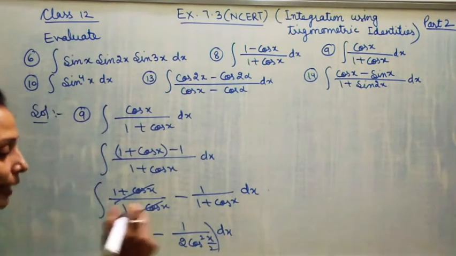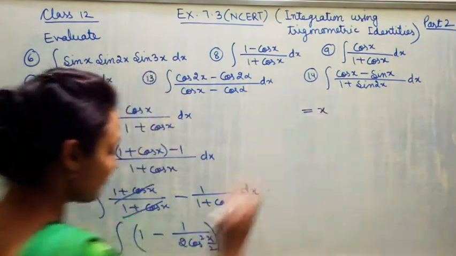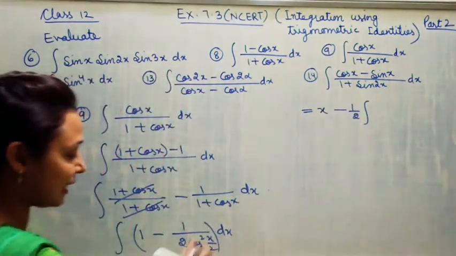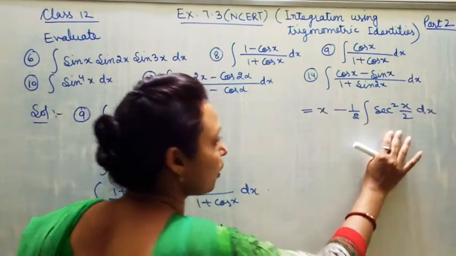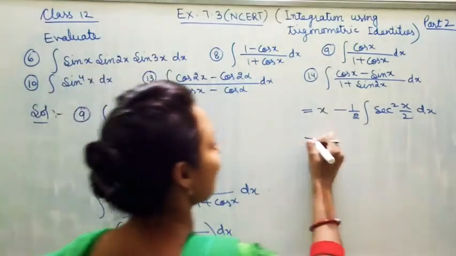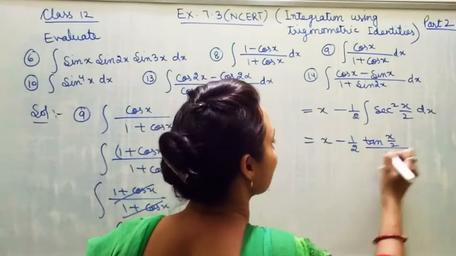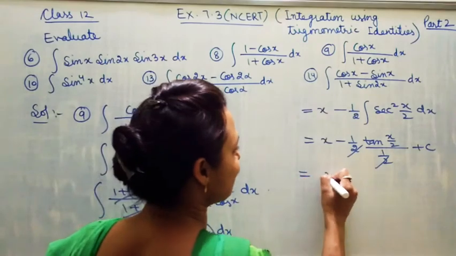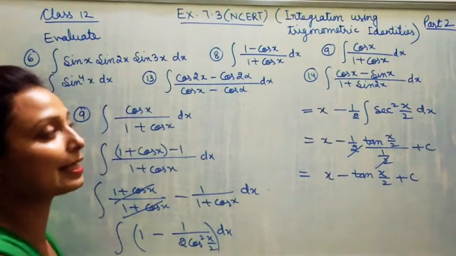Now I will do the integration. Integration of 1 is x, okay, and 1 by 2 is a constant, so you can write it as negative secant square x by 2 dx. Now you all know the integration of secant square x by 2, that is tan x by 2. So I will write minus half tan x by 2 upon 1 by 2 plus constant. This 2 and 2 will cancel. I will get x minus tan x by 2 plus constant. So this is question number 9.